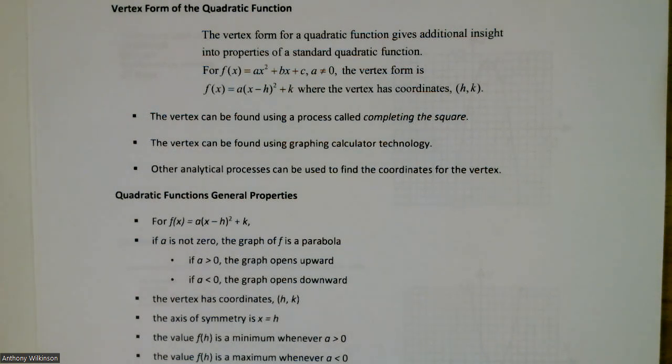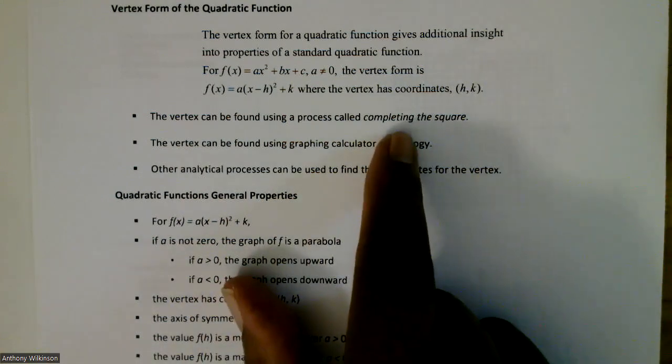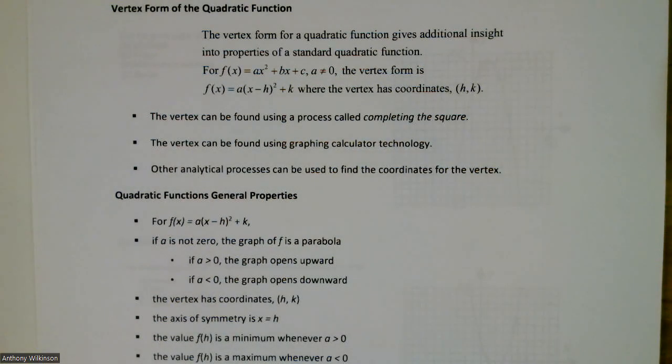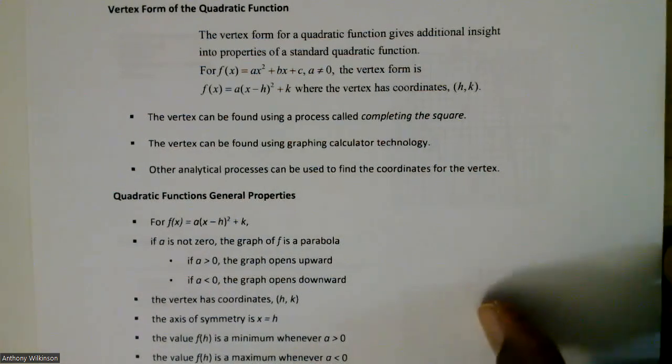The vertex can be found by using a process called completing a square. Also in college algebra, I did talk about how to complete the square in one of my videos for chapter 1. Please watch that video if necessary. The vertex can be found using a graphing calculator technology, and other analytical processes can be used to find the coordinates of the vertex as well.